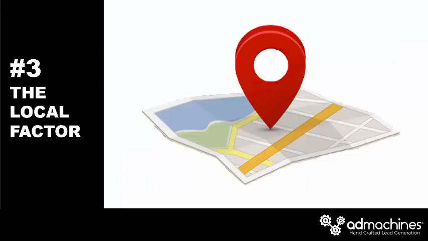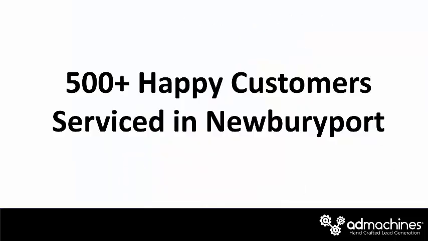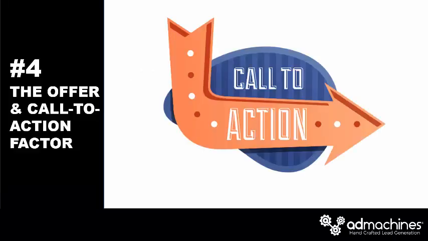Next, we're going to look at the local factor. And that's fairly simple. In your ad copy, we want to use a local phone number, not an 800 number. And that local prefix should match the local city and town prefix. So Newburyport, the area code is 978. I'm going to use that in my ad copy. Plus, I'm going to call out the name of the city or town, and I have 500 plus happy customers serviced in Newburyport. Or perhaps since 1982, I've installed more than 1,500 water heaters in Newburyport. So you're the local guy. You want to put that into your ad copy.